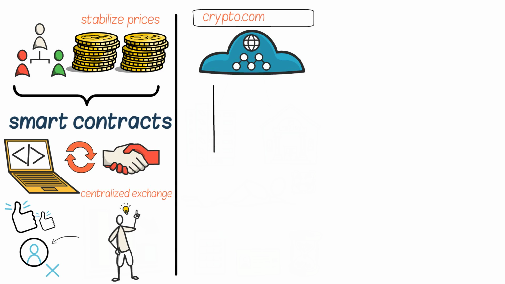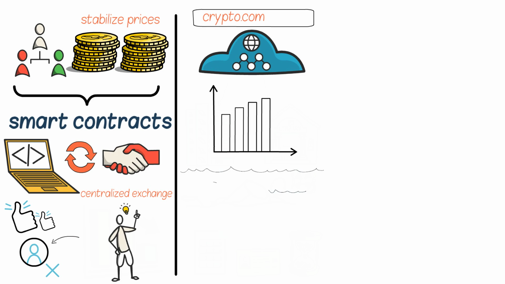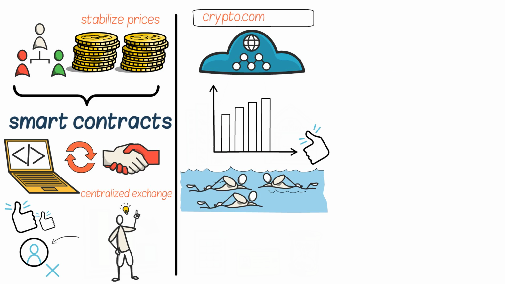Centralized exchanges usually have high liquidity because they have a lot of users trading on them. Using our swimming pool example, this would be like if there were a lot of people playing in the swimming pool at the same time. The swimming pool would be larger and it would be easier for someone to jump in and start swimming.